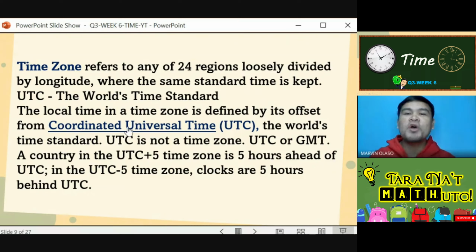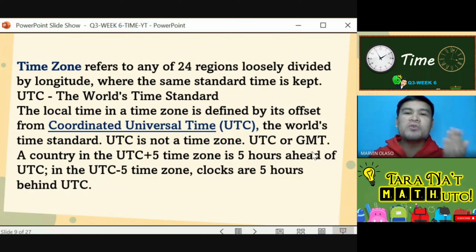Huwag kayong mali dito, no? Coordinated universal time. Iba yung abbreviation niya. This is the world's time standard na tinatawag. UTC is not a time zone. Magkaiba rin yun. Yung time zone, yung pagkakahati-hati, then naka-assign yung UTC, depende. It was formerly called as GMT. Yung UTC, tinawag dati na GMT.